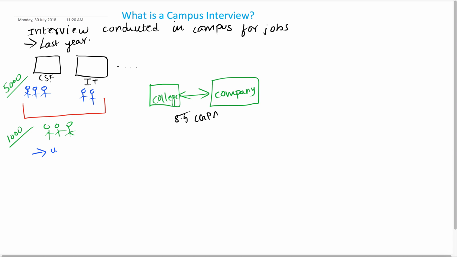The first round would be the written round. The written round is the most common round practiced by many companies. In this round, they would ask mathematical aptitude, logical questions and verbal questions. It varies from company to company. Some companies won't ask verbal questions, some won't ask logical questions, but there is a common round. So you need to be prepared in mathematical aptitude, logical and verbal.